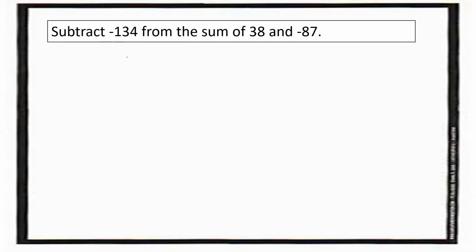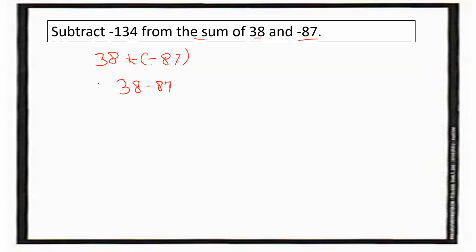Okay, so now what you have to do: -34 from the sum of this. They have changed the order of the numbers, they have changed the order of the sentence. So just simply find the sum first of these two, 38 and -87. 38 की जगह we'll put plus, 38 plus -87. That will be nothing but 38 minus 87, since plus minus will be minus. 38 minus 87 will give you what?